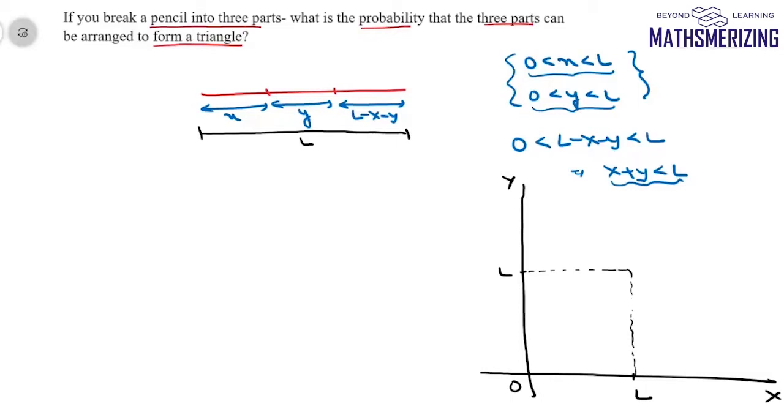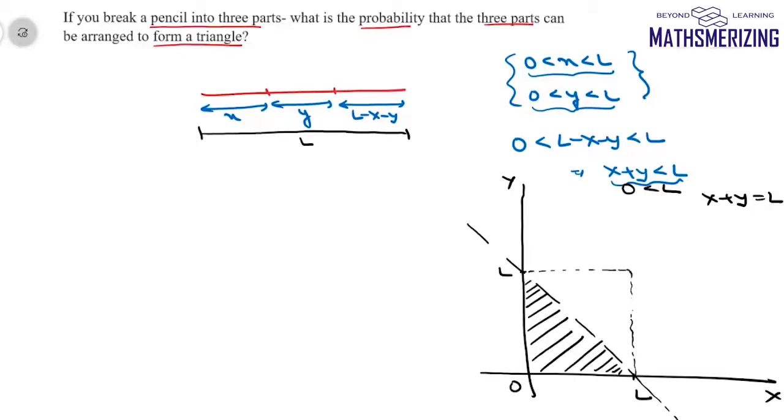And then this third condition, which is X plus Y is less than L. So I'll draw this line, which is X plus Y is equal to L. So it'll be the straight line passing through these 2 points. And then X plus Y is less than L. If I put the origin, 0 is less than L, which is true. So that means we can break this pencil in 3 parts whose sample space can be represented by this uniform area, which is the area of this triangle.